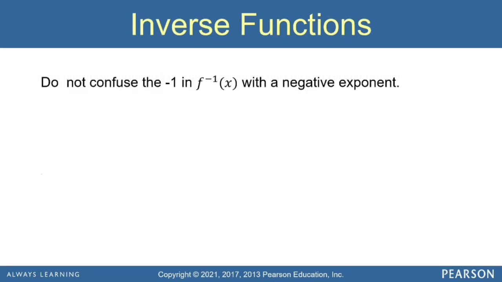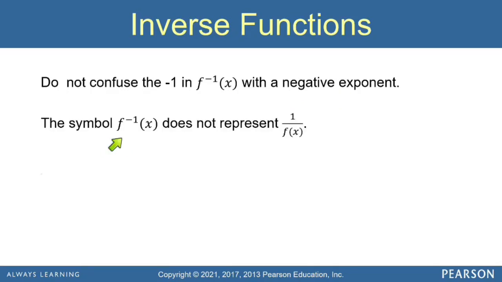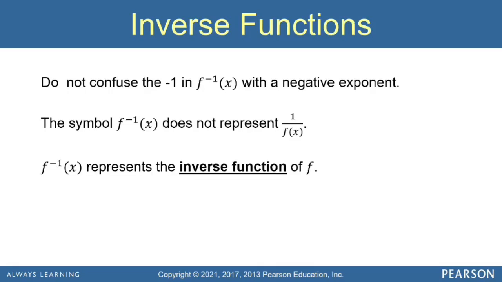Now if our function is f of x, then the inverse function is written like this, and it looks like we have a -1 exponent here. But don't confuse the -1 in f inverse of x with a negative exponent. This symbol does not represent 1 over f of x. Instead, it represents the inverse function of f.